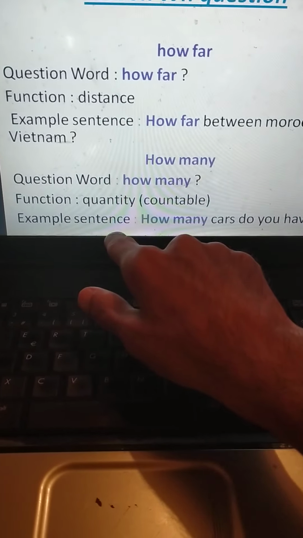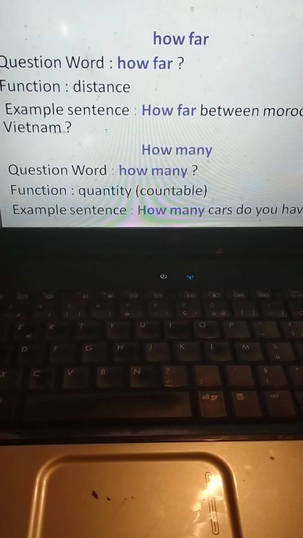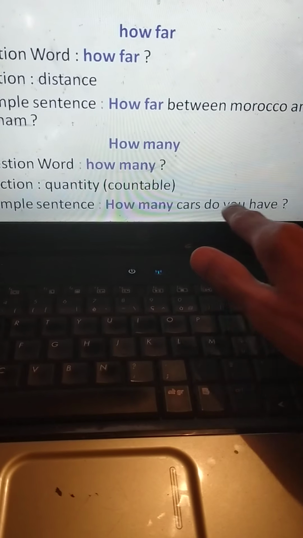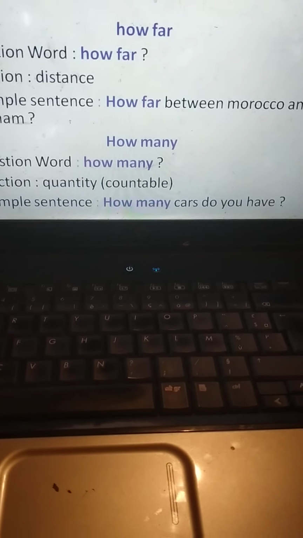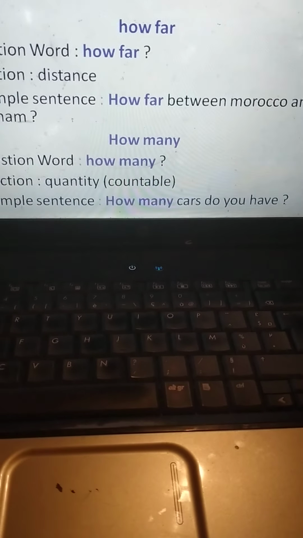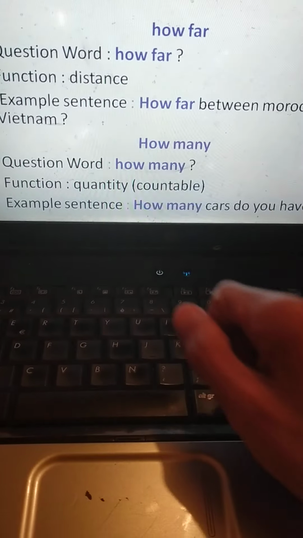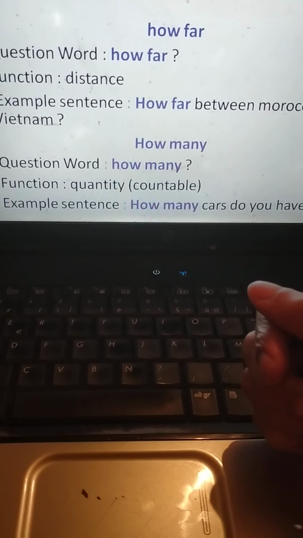Example sentence, so you understand more and more: how many cars do you have? Or how many children do you have? Or how many brothers do you have? So how many is for quantity of countable nouns. We can count. Okay?